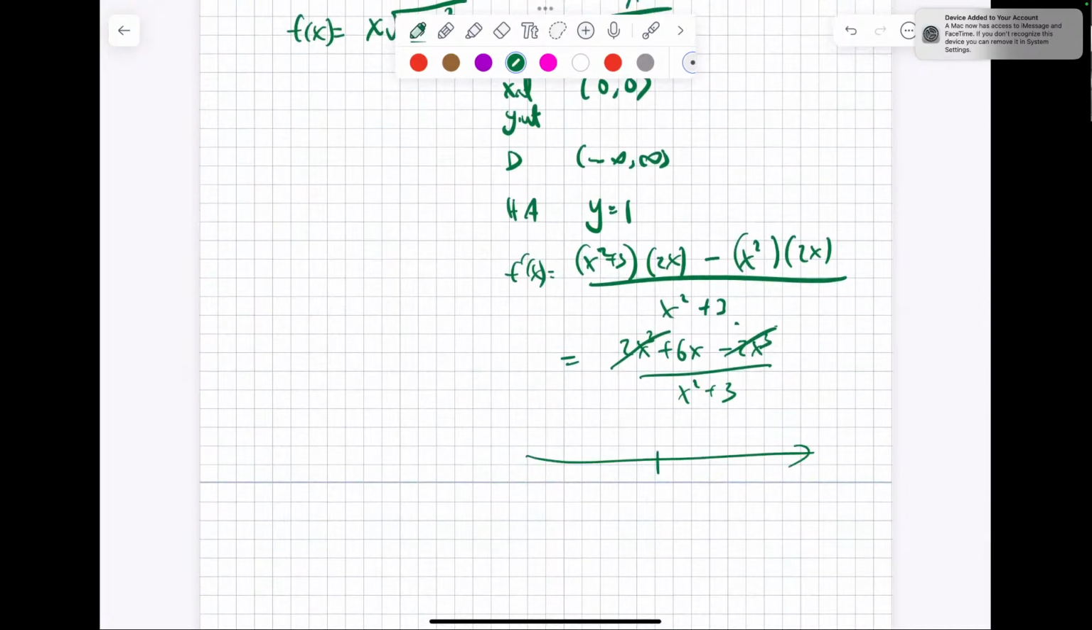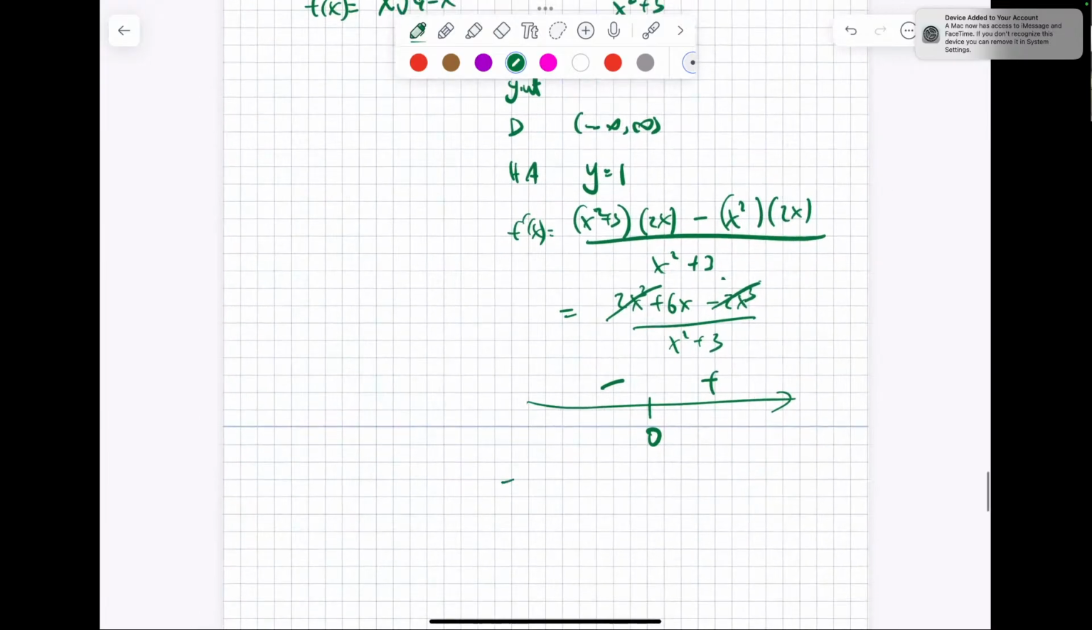So for this question, at 0, it's going to give you a negative and positive. F double prime of x is low d high minus high d low.